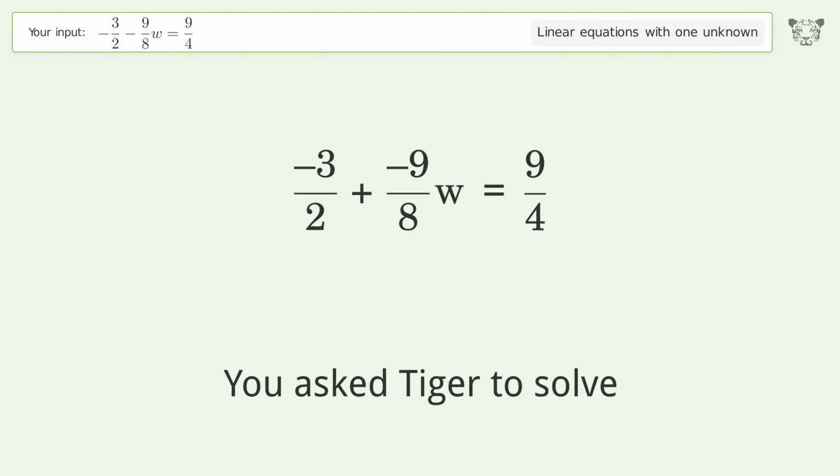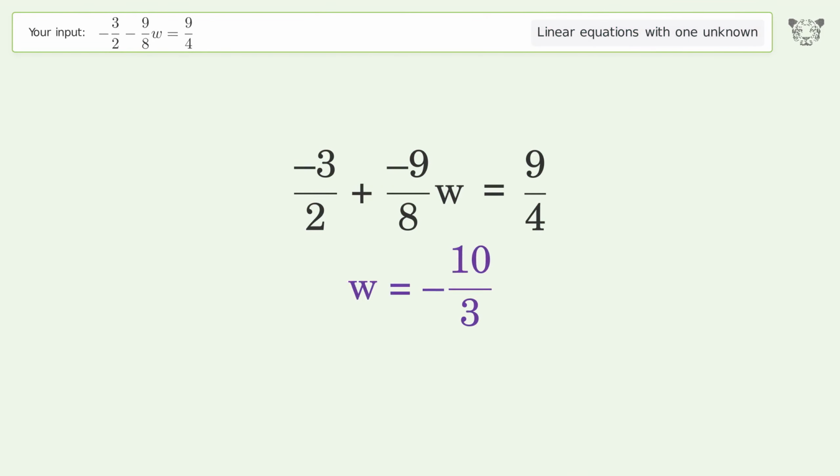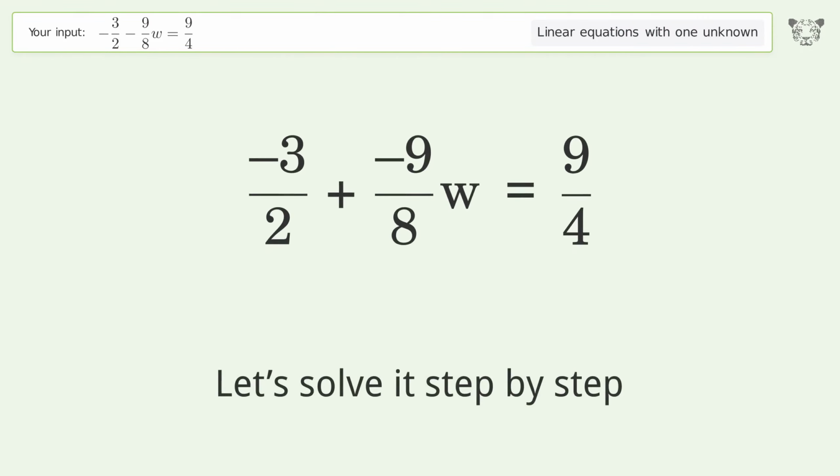You ask Tiger to solve. This deals with linear equations with one unknown. The final result is w equals -10/3. Let's solve it step by step.